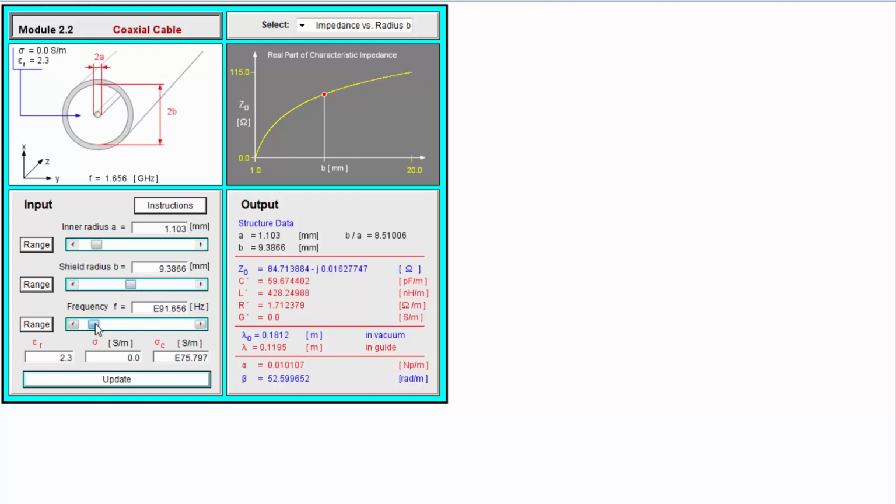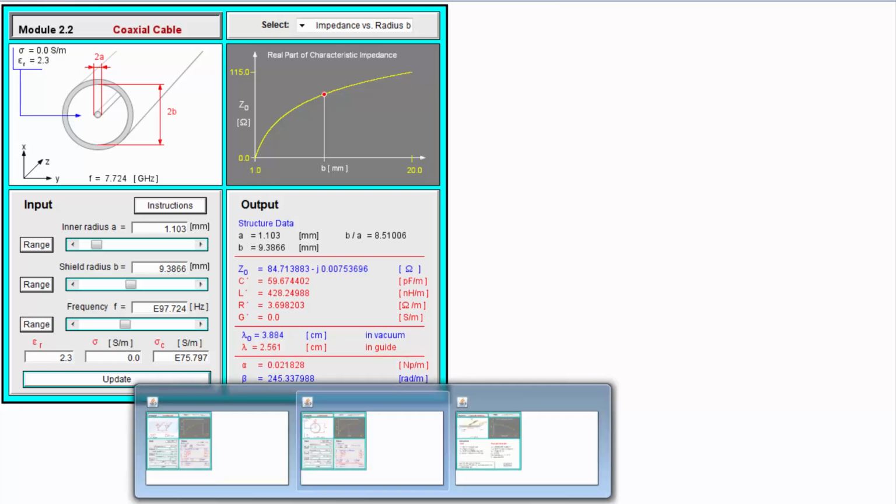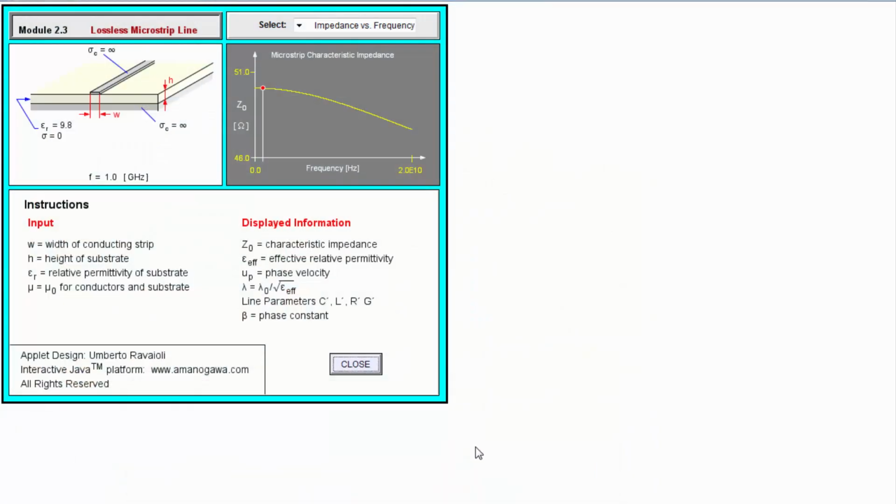Also, regarding the frequency, this coaxial cable is designed to carry signals with a wide range of frequencies, so the characteristic impedance keeps constant for a wide range of frequencies. So I think this is good for this part, the two-wire and the coaxial cable. And in the next part we will talk a little bit about the microstrip and then demonstrate the model of the low-loss microstrip line.